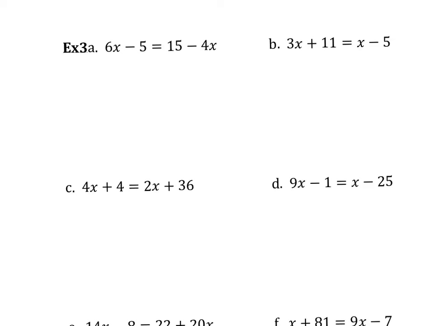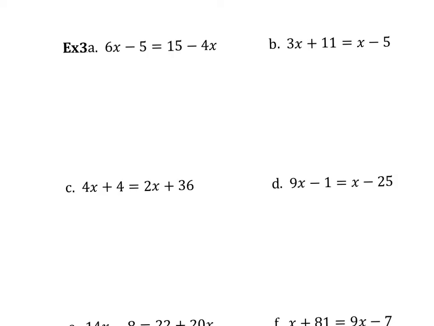What's different about example 3? Well, I have 6x minus 5 on the left. I have 15 minus 4x on the right. So there's variables and constants on both sides. So in this case, I want to cancel an x off. It doesn't matter if you cancel the 6x or the minus 4x. It's up to you.